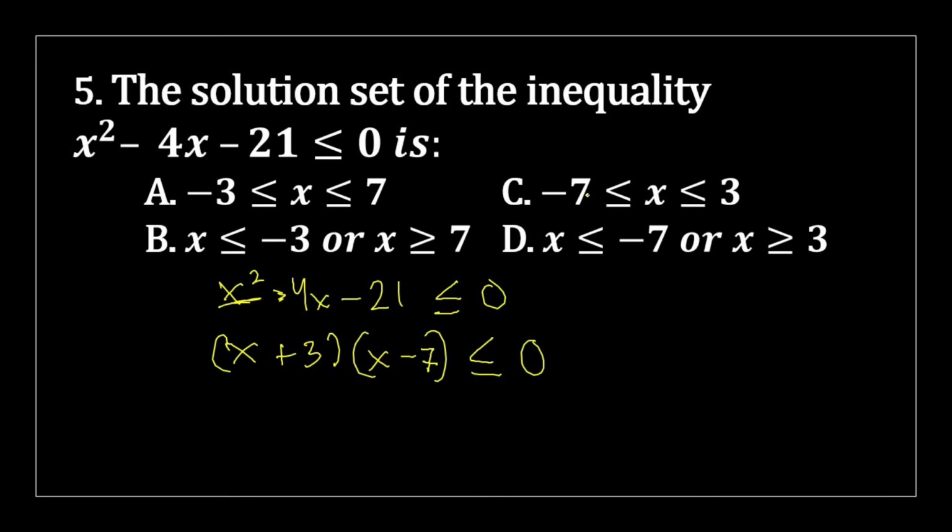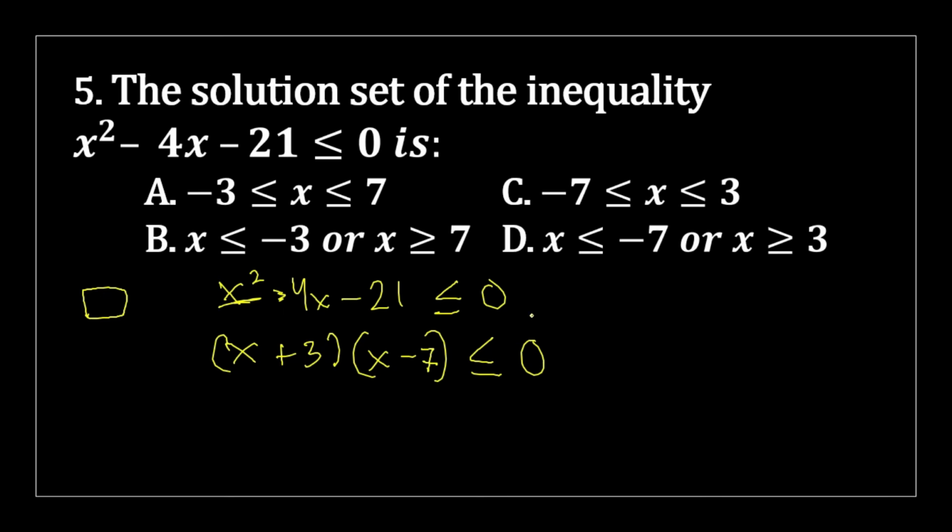Now remember this. If we have this kind of equation where A and B are factors and the product should be less than 0, the only thing we should have is that one of these should be negative and one of these should be positive. Let's try both cases.